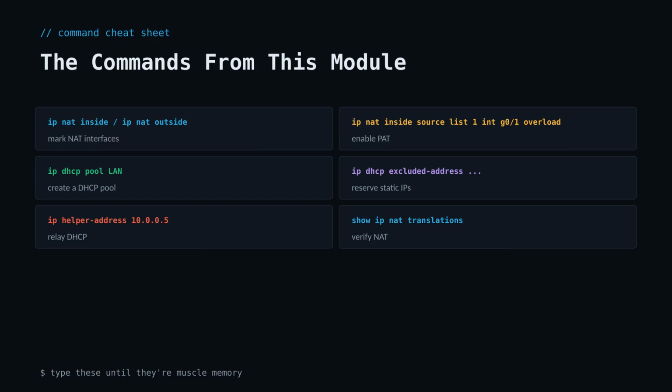Alongside the concepts, you want the commands in your fingers. On your NAT interfaces, ip nat inside and ip nat outside mark the boundary, and ip nat inside source list 1 interface g0/1 overload turns on PAT. For DHCP, ip dhcp pool LAN builds the pool. ip dhcp excluded-address carves out your static reservations, and ip helper-address relays requests across subnets. When you need to confirm it's working, show ip nat translations is your go-to. Type these until they're muscle memory.